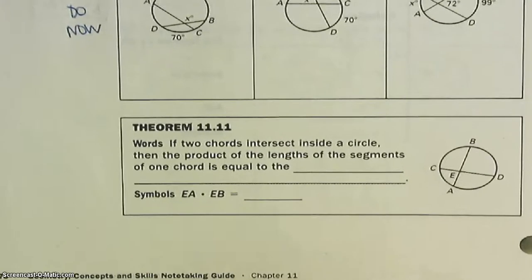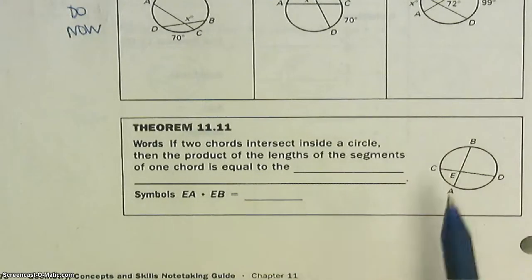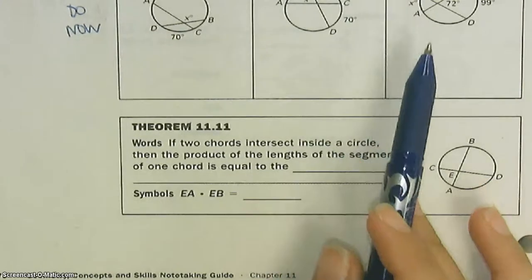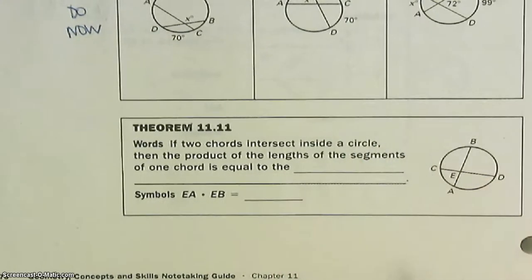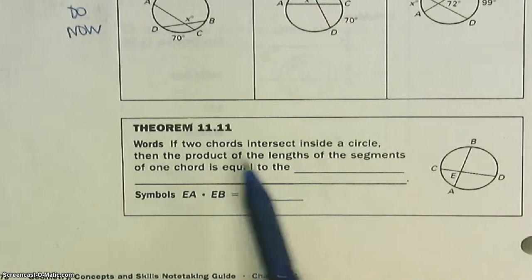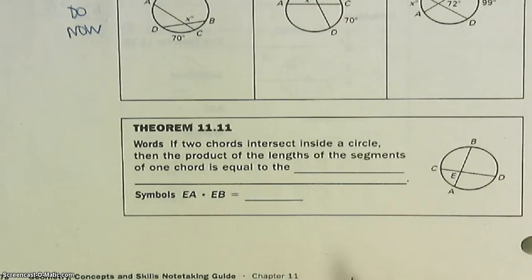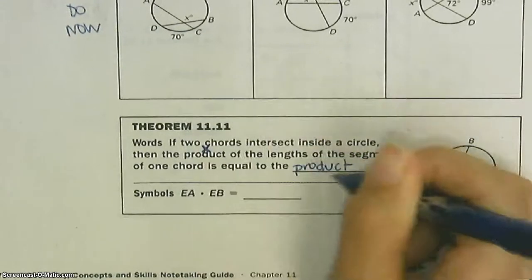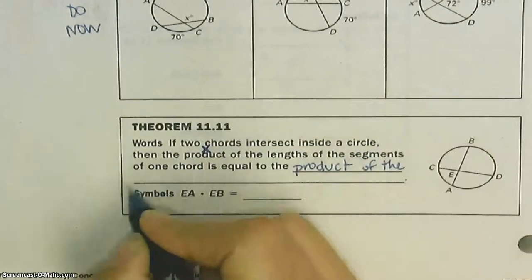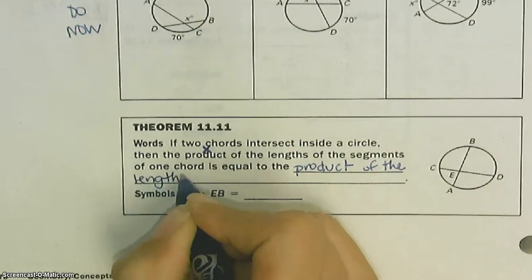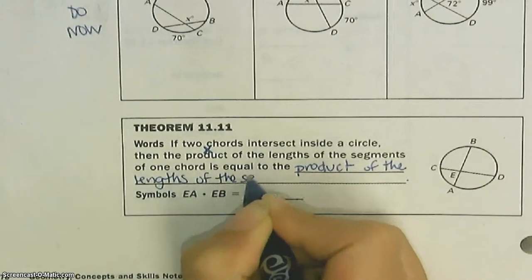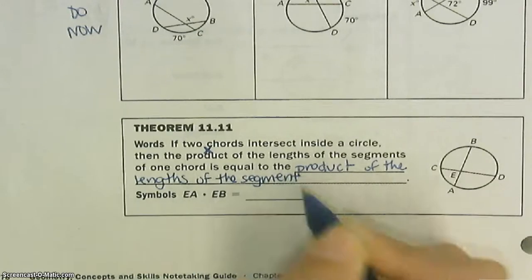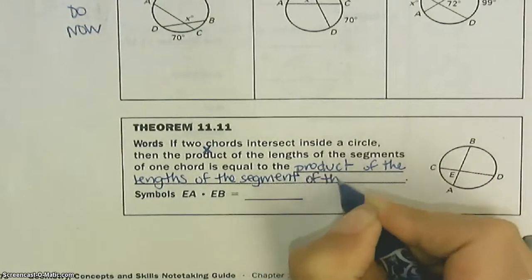So we've worked a lot with angles. Now we're going to kind of switch gears, and the picture looks the same, but we're going to be talking about the lengths of the segments. So if two chords intersect inside a circle, then the product of the lengths of the segments of one chord is equal to the product of the lengths of the segments of the other chord. Remember, product means multiply.